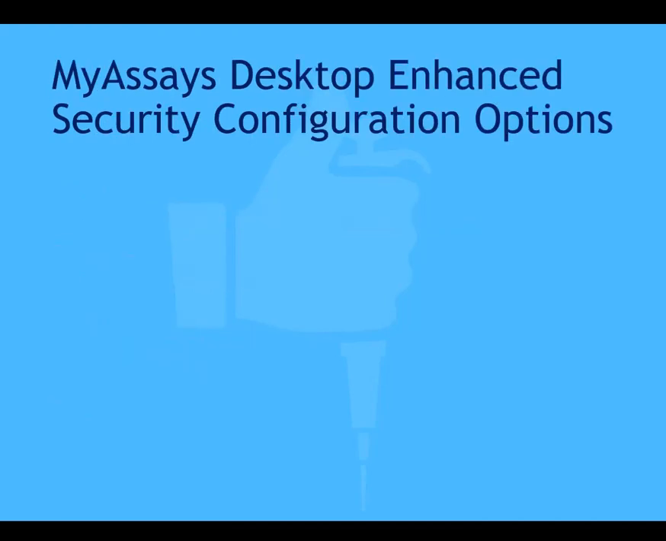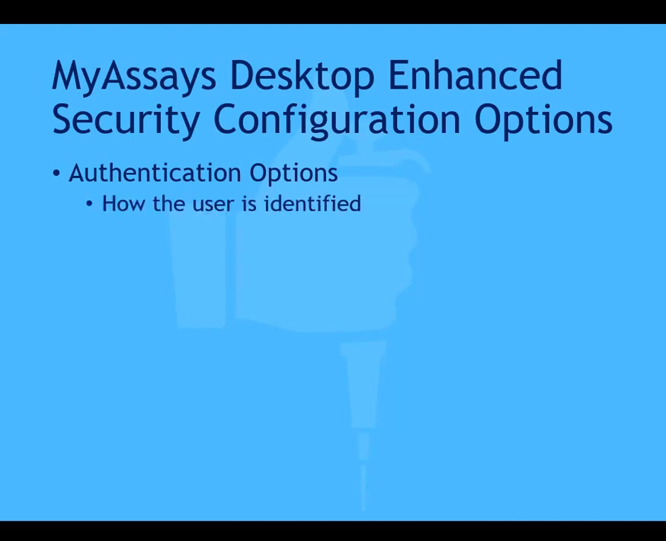Now, before I start with the specifics of this recommended configuration, I would like to point out that it is possible to adjust these settings as might be necessary for different workflows or the configuration of your lab. For example, MyAssays Desktop Enhanced Security provides a number of different configuration options, including different authentication options. This is how the user is identified. So this could be using the Windows login, or it could be a MyAssays Desktop login where each user identifies themselves directly to the MyAssays Desktop system.